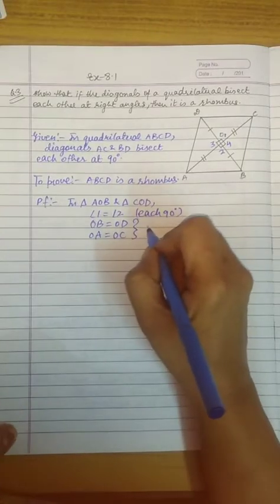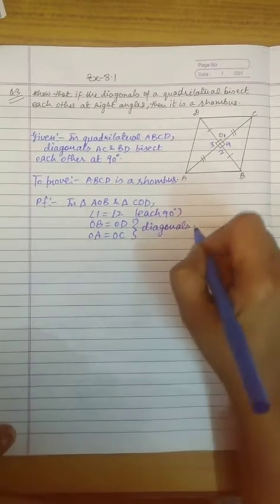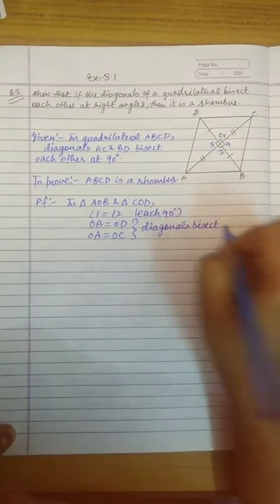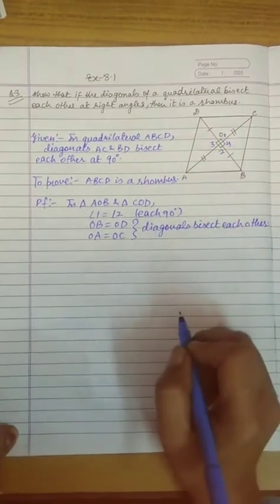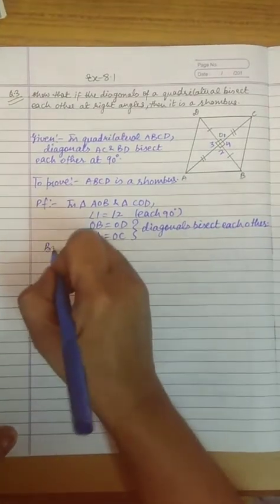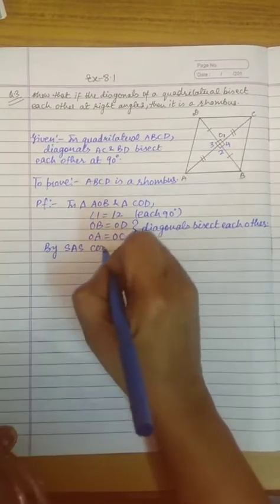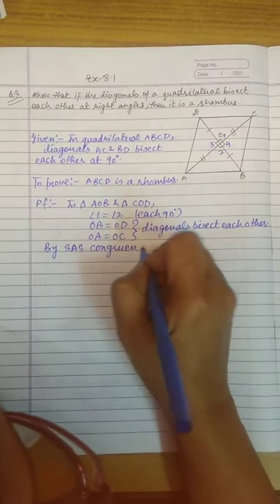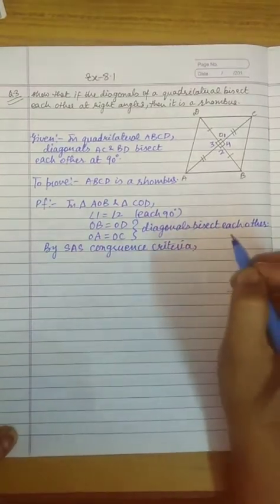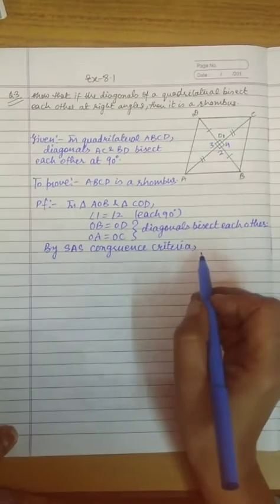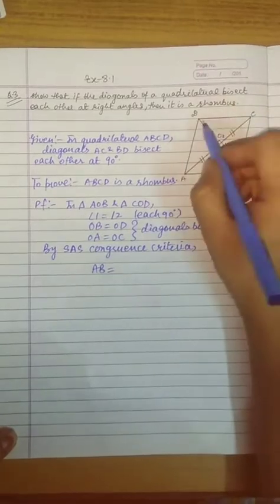Here we will write diagonals bisect each other. So by side angle side congruence criteria, AB is equal to CD.